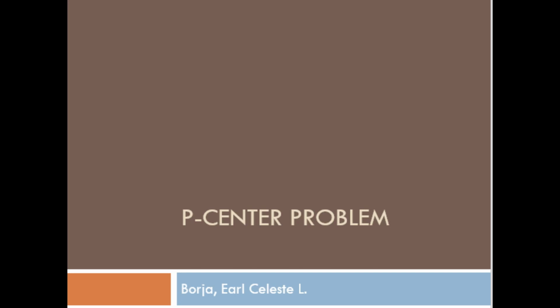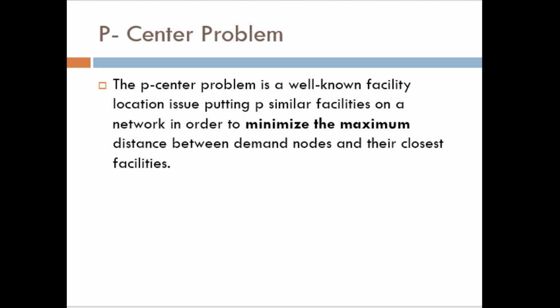We're going to tackle the P-center problem, which is a well-known facility location issue: putting P similar facilities on a network in order to minimize the maximum distance between demand nodes and their closest facilities. It is also another subset of the covering class of discrete location problems.